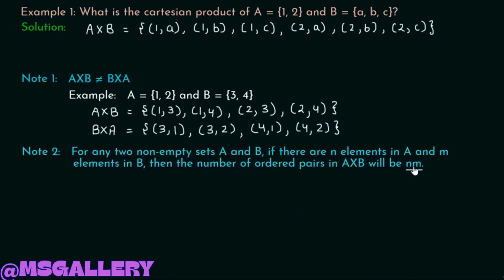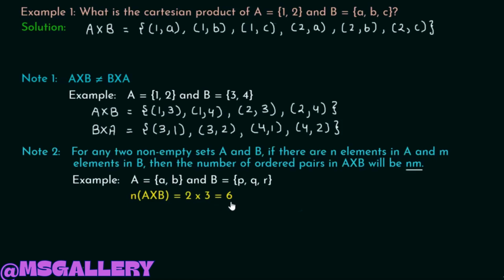nm elements. For example, we can have a set A with these elements a, b and set B with 3 elements p, q, r. Here the number of elements in A cross B must be 2 into 3, that is 6. Why is that so?